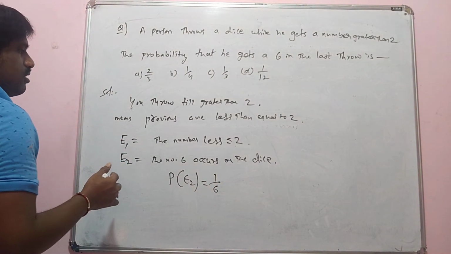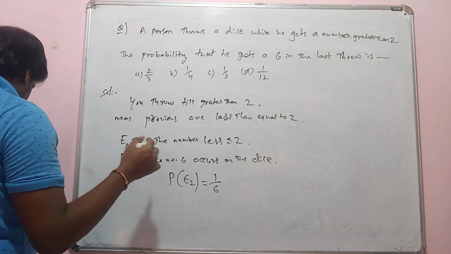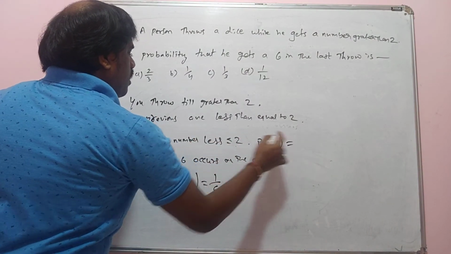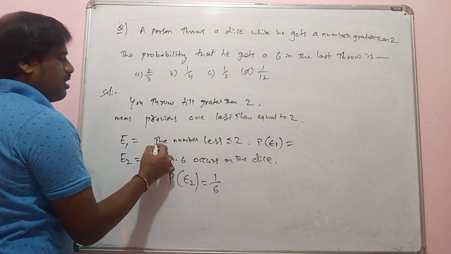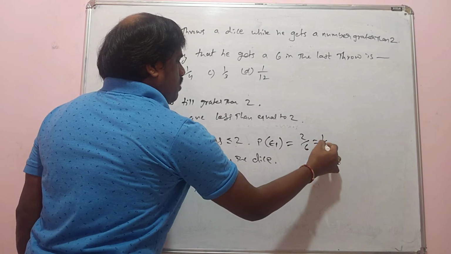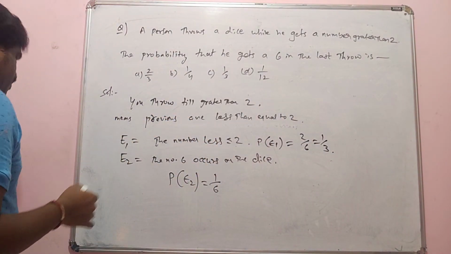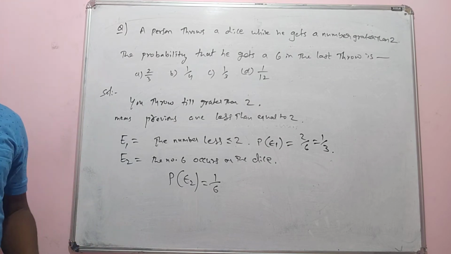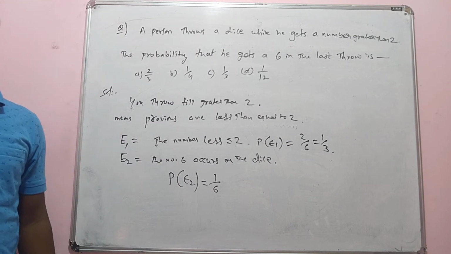And as you know, when the number is less than or equal to 2, then the probability of E1 will be: less than or equal to 3 means the number should come 1 or 2, that is 2 by 6, that is 1 by 3. So the answer for probability of E1 is 1 by 3, E2 is 1 by 6. I will dictate, you write down.